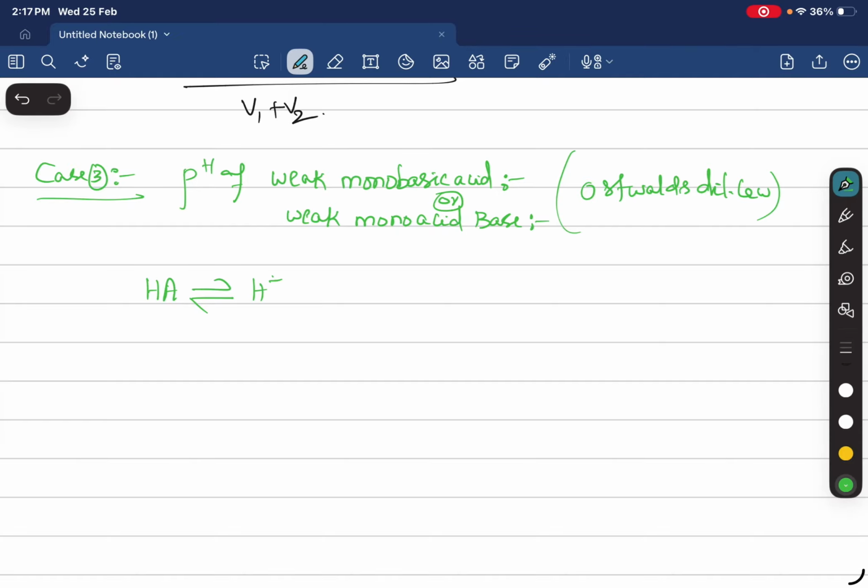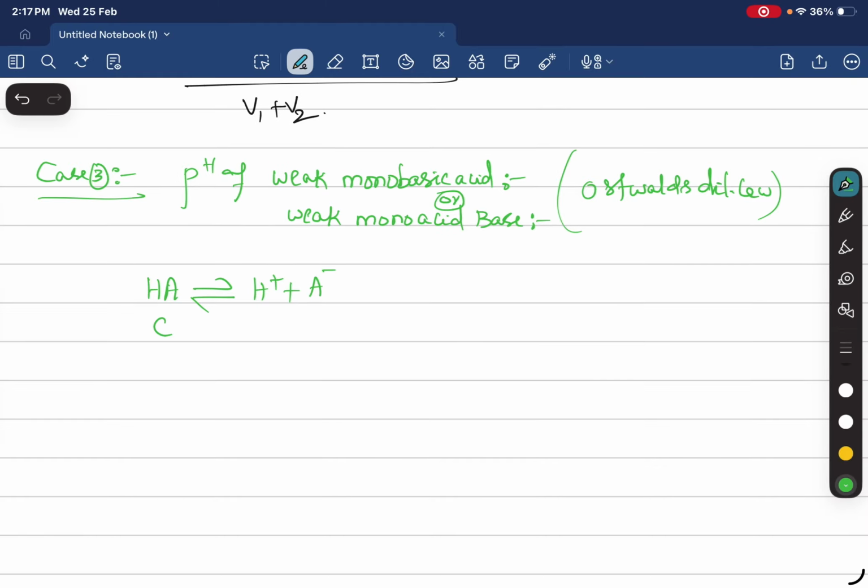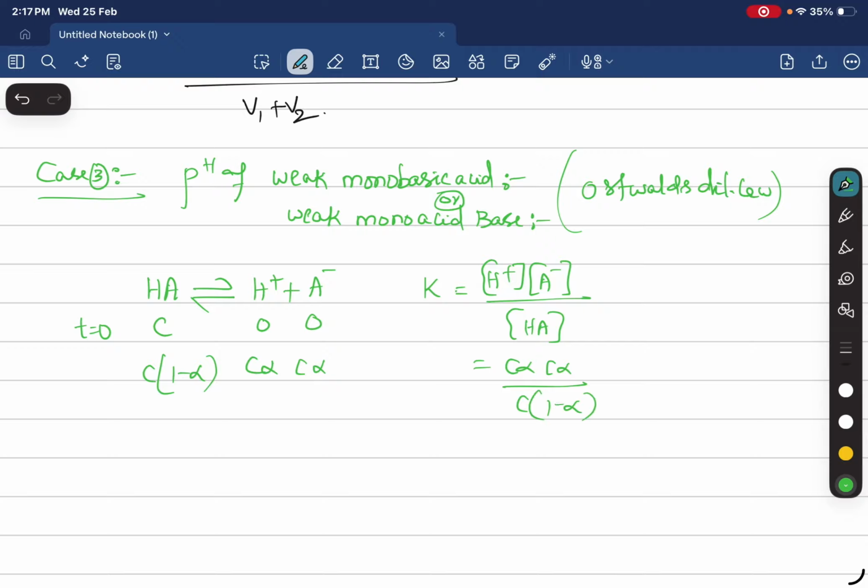HA converted into H plus plus A minus, and we can take concentration at time 0, or initial, as C, 0, 0. After some time, C alpha, C alpha, and C into 1 minus alpha we can write. So Ka, the equilibrium constant, equals H plus into A minus by HA. So we substitute C alpha into C alpha by C into 1 minus alpha. You will get C alpha square by 1 minus alpha, which is the Ka value.